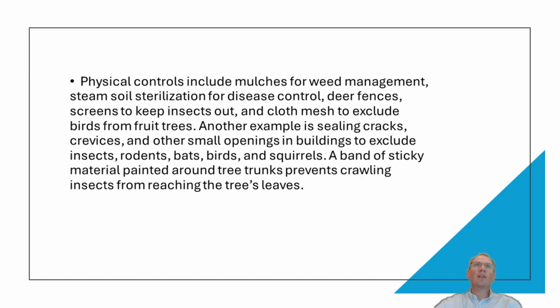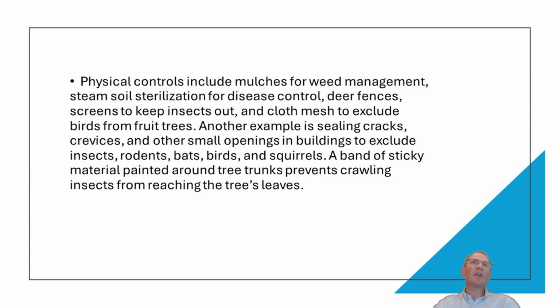Physical controls include mulches for weed management, steam soil sterilization for disease control, deer fences, screens to keep insects out, and cloth mesh to exclude birds from fruit trees. Another example is sealing cracks and crevices and other small openings in buildings to exclude insects, rodents, bats, birds, and squirrels. A band of sticky material painted around tree trunks prevents crawling insects from reaching the tree's leaves.